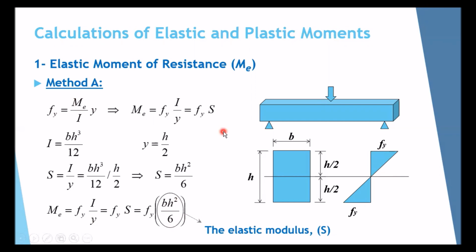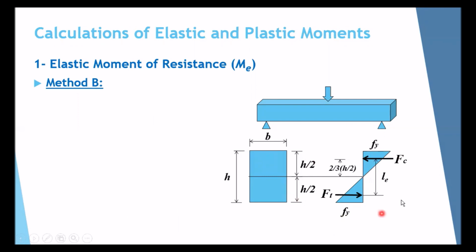Can we solve it using another method? Yes, we can get the elastic modulus using another method, also using the stress distribution, but we'll get the resisting moment from equilibrium. For this stress distribution, we have F yield at the top and F yield at the bottom. This distance is h over 2. So we have a compression force at the top and a tension force at the bottom, Fc and Ft. Both of them are equal because of equilibrium. The summation of forces in the horizontal direction should be zero, so Fc equals Ft.